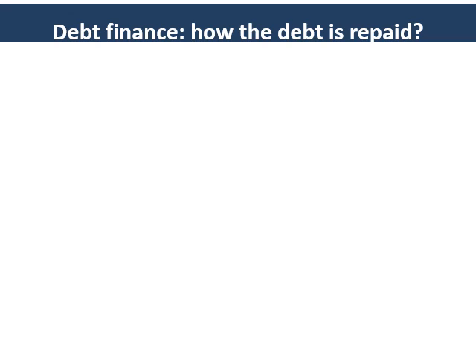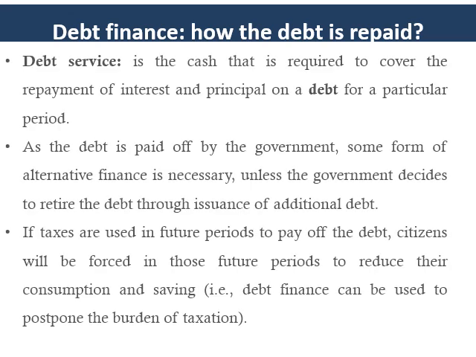Then the next point is how the government repays the debt and its related debt service. What is debt service? It consists of all the required cash that should be paid to cover the repayment of interest and the principal on a debt for a particular period of time. The debt service consists of the principal, which is the initial value of the loan, as you know, plus the interest payments and any other expenses such as any fees associated with such financing arrangements.